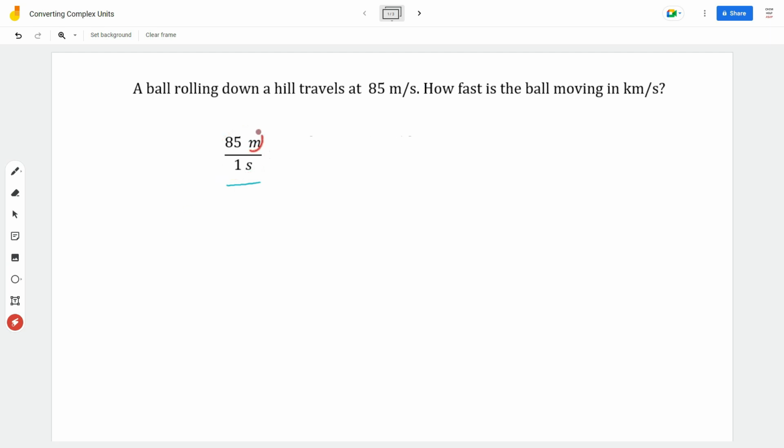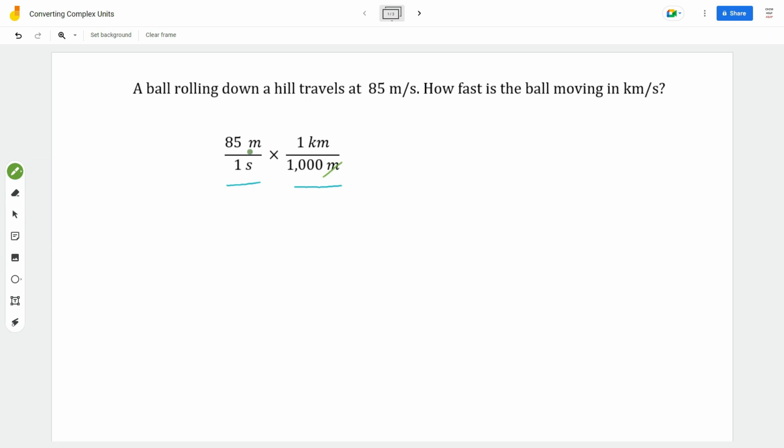Okay, again, I need to convert this meters into kilometers. Of course, that is just a metric to metric conversion using our prefixes. Again, if you need a review on metric to metric conversions, you can check out this video here in the upper right. Here is my conversion factor. There are 1,000 meters in 1 kilometer. So let's cancel our units.